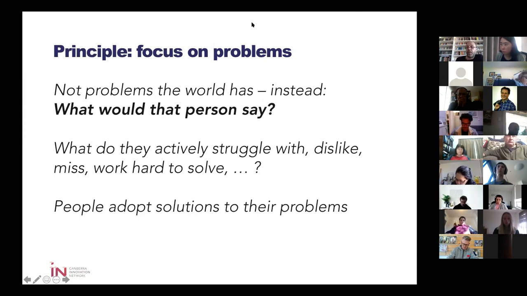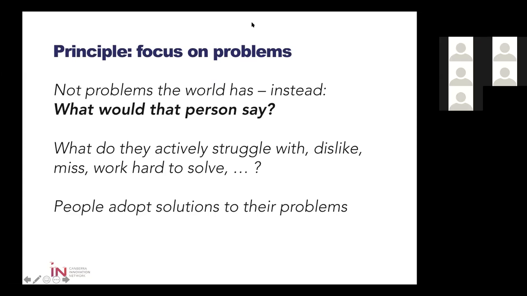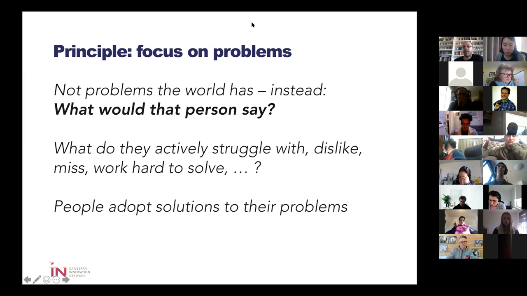And it's really powerful to understand people are better at telling you their problems than they are telling you what they would like to have. They don't really know what they would like to have. You're the innovator, not them. But they're generally much better at saying what they don't like. What are they struggling with? What bugs them? What's causing a problem in their life? What's their biggest challenge? If you can understand those things, you can offer them a solution to those challenges or problems, and they're going to be much more likely to adopt. People adopt solutions to their problems.